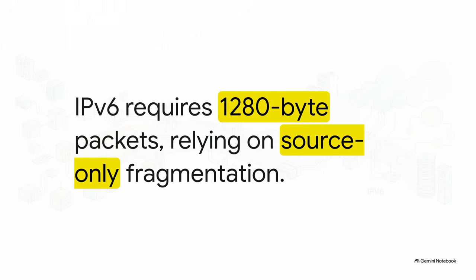Routers don't fragment packets anymore. The whole system relies entirely on path MTU discovery and source-only fragmentation. So if a packet arrives and is just too big, the router just drops it and essentially tells the source host, hey, figure this out and chop it up yourself before you send it. It lifts a huge processing burden right off your core network hardware.